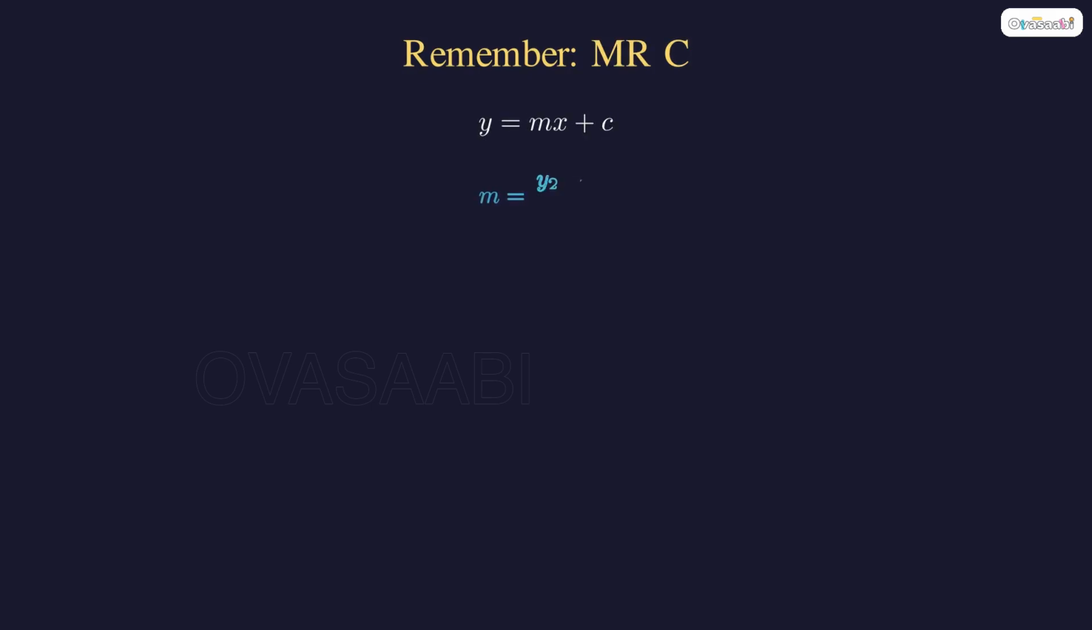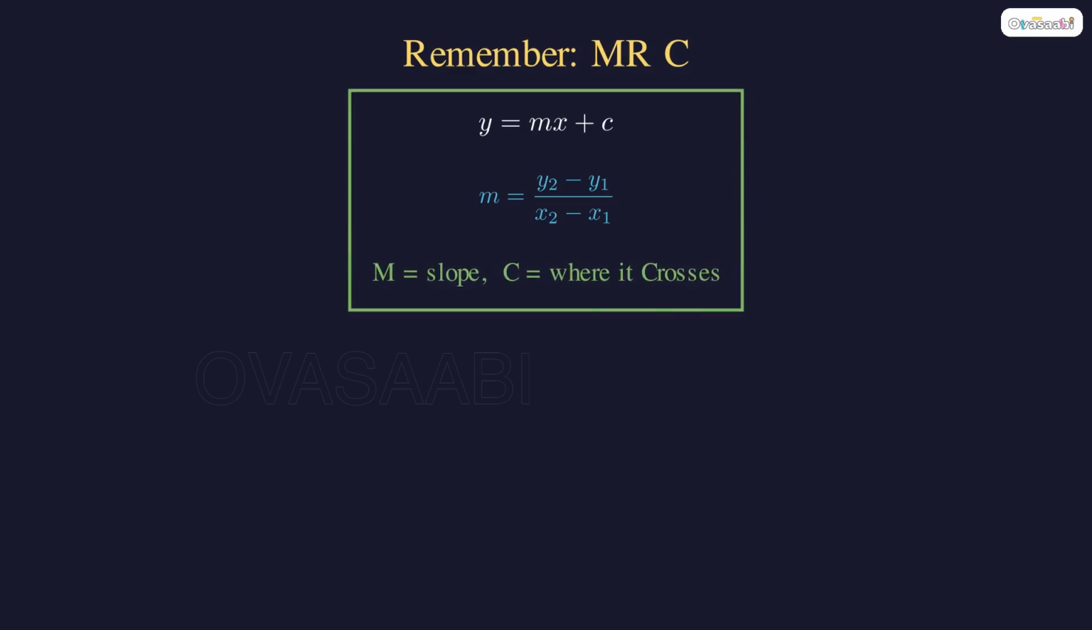Remember Mr. C? m is the slope of your line, and c is where it crosses the y-axis. For exams, always identify gradient first, then find the intercept. You've got this.